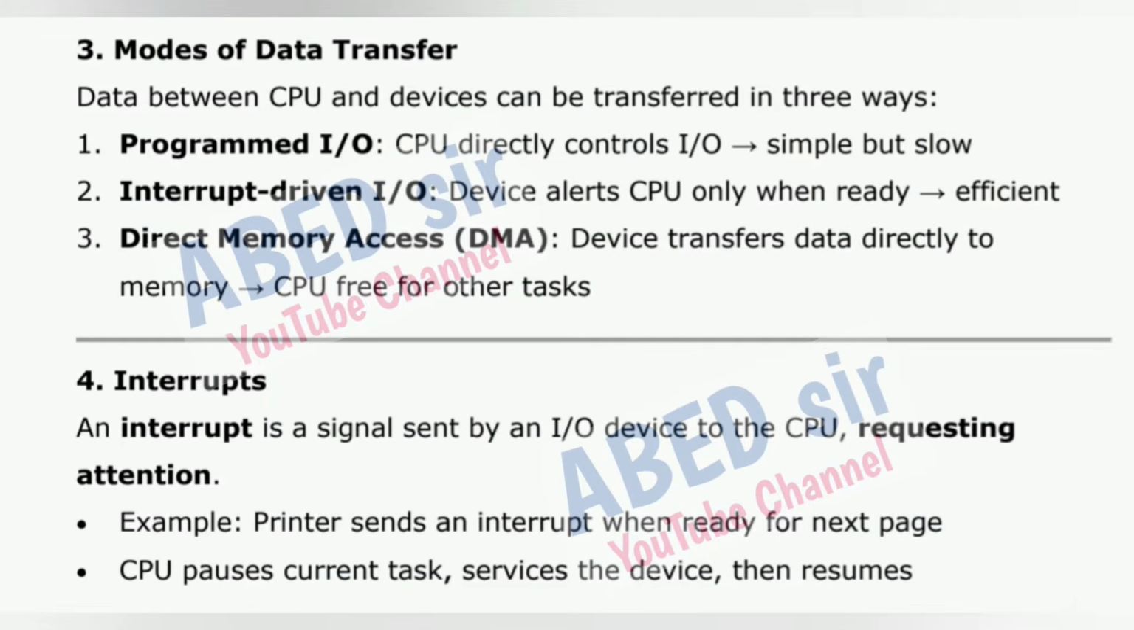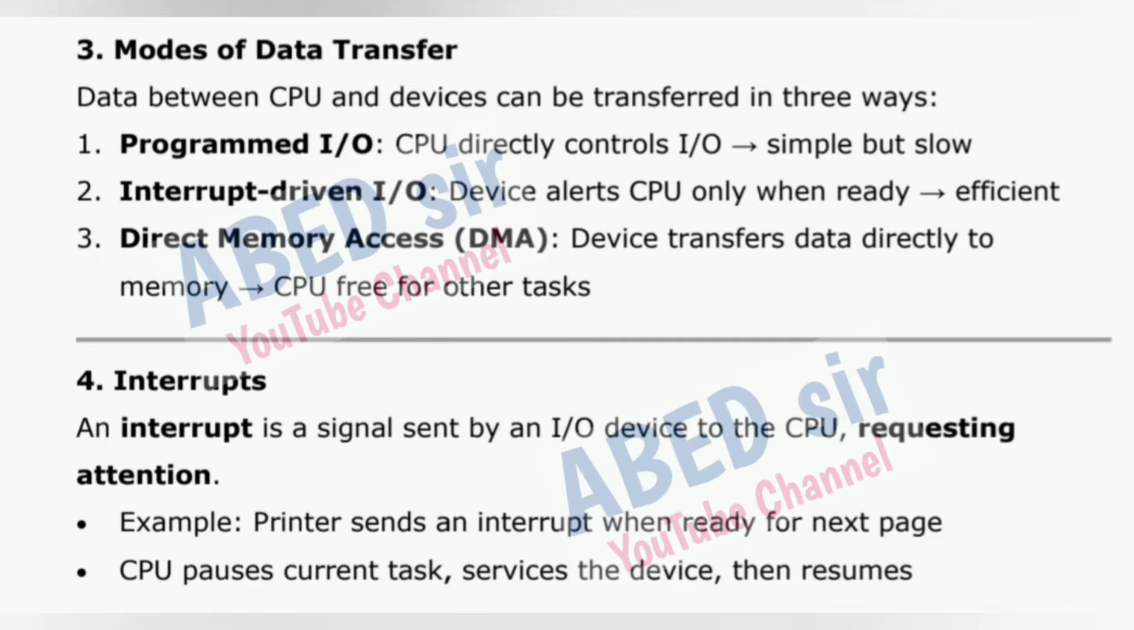3. Modes of data transfer. Data between CPU and devices can be transferred in 3 ways. 1. Programmed I/O: CPU directly controls I/O, simple but slow. 2. Interrupt-driven I/O: device alerts CPU only when ready, efficient. 3. Direct memory access, DMA: device transfers data directly to memory, CPU free for other tasks.